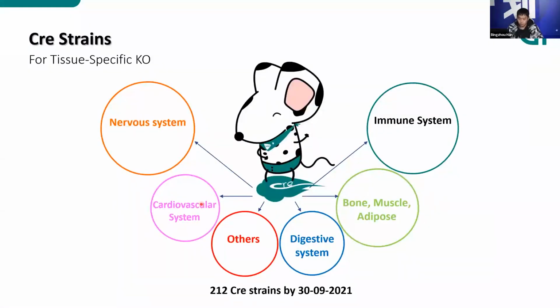And also, to use in combination with the flox strains we generated to finally achieve conditional knockouts, we have generated multiple tissue-specific Cre strains or inducible Cre strains, which means Cre-ER strains, in our facility. So by September last year, we had generated and validated over 200 Cres, which are mainly applied in the nervous system, cardiovascular system, and other important systems, which will meet the broad interest of our customers all over the world.